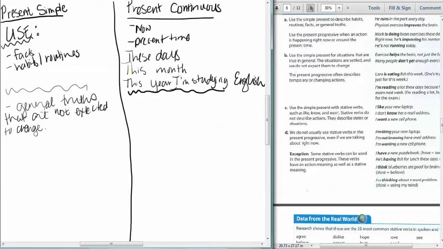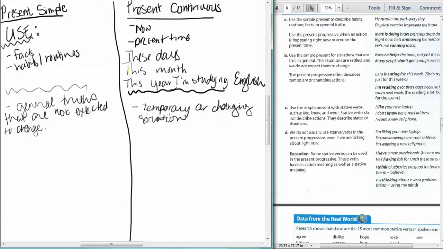So present simple or general truths are not expected to change, whereas present continuous has this idea of changing situations. So present continuous is a temporary or changing situation. Okay? General truths, not expected to change.